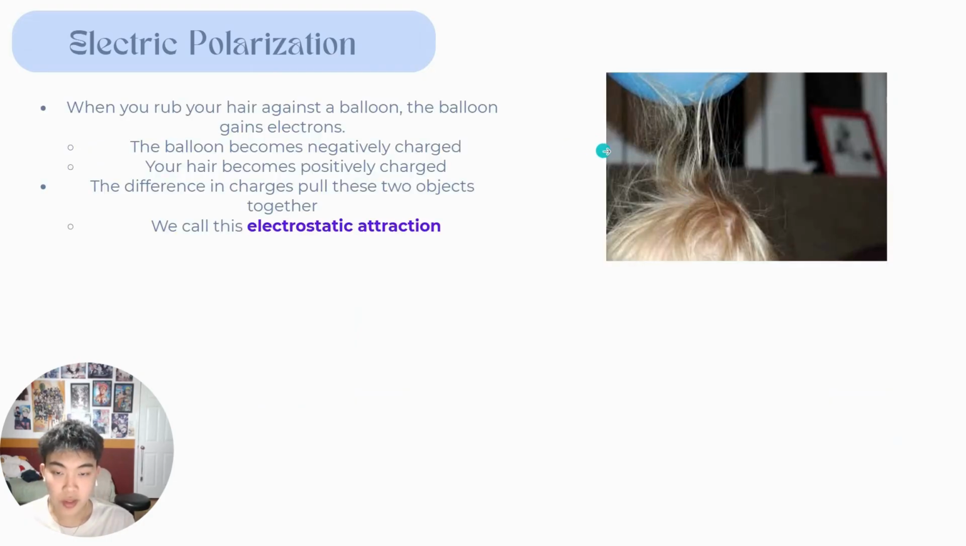When you rub your hair against a balloon, the balloon gains electrons. The balloon becomes negatively charged while your hair becomes positively charged. The difference in charges pull these two objects together. We call this attraction electrostatic attraction.